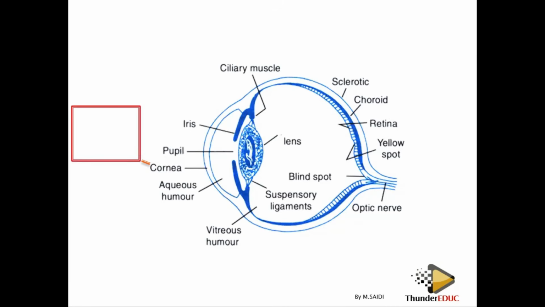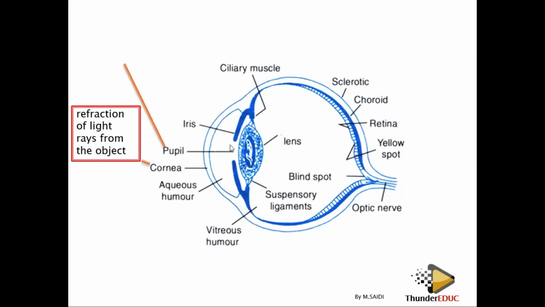Okay, let's look at number one, which you call the cornea. So we are saying that it's very important in the refraction of light rays from the object. So when the light comes from the object and falls on the eye, the first layer to diffract this light, to bend this light, will be the cornea.